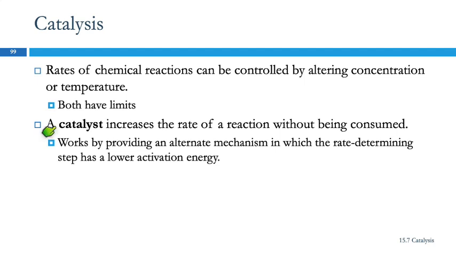One of those is a catalyst. So a catalyst increases the rate of reaction but is not used up. It does not get consumed. And how this works is it provides a different mechanism. It provides an alternate mechanism in which the rate limiting step has a lower activation energy. Lower activation energy, faster reaction.